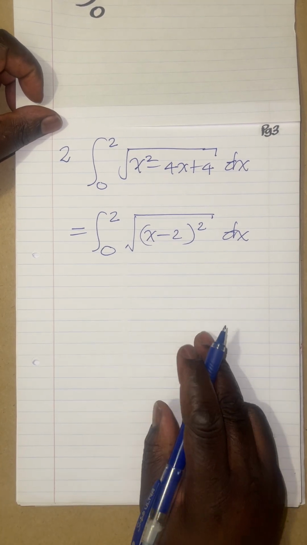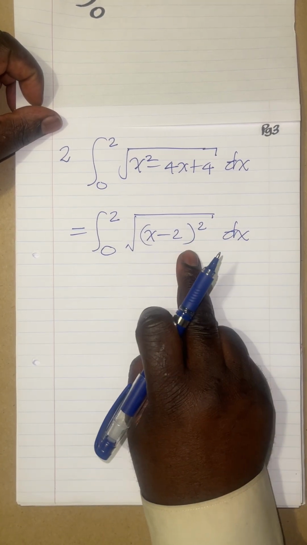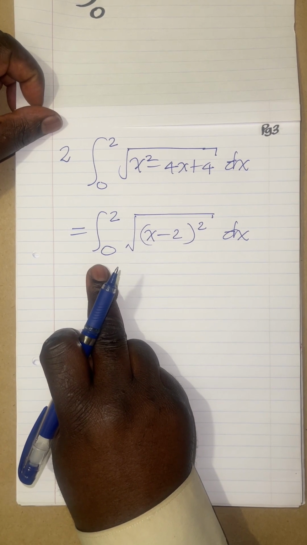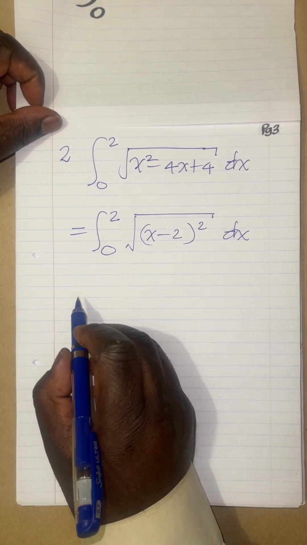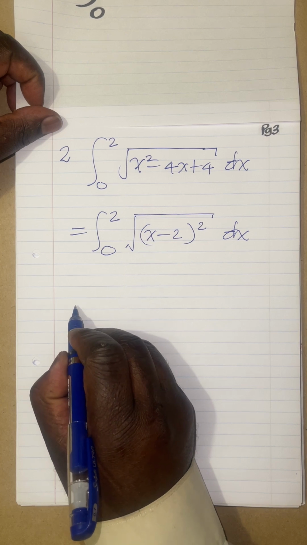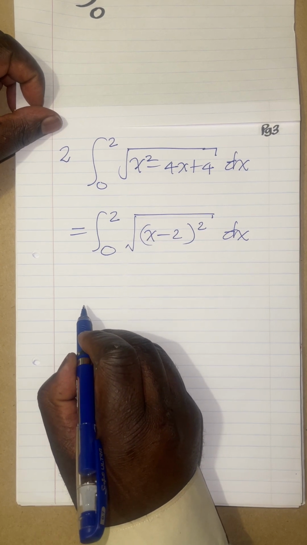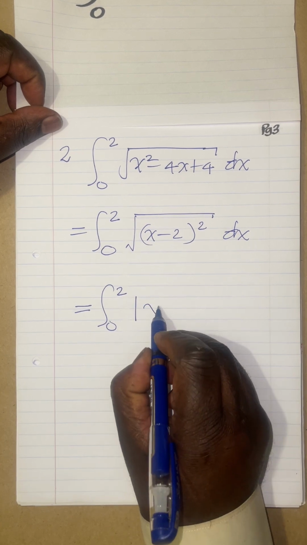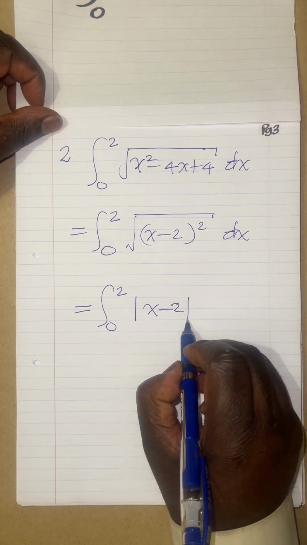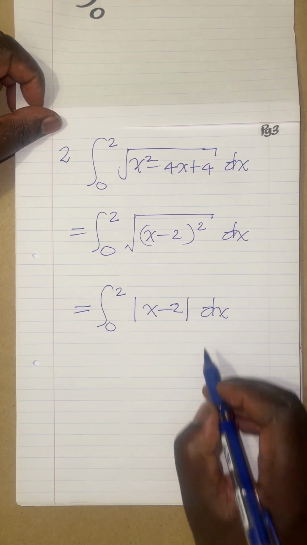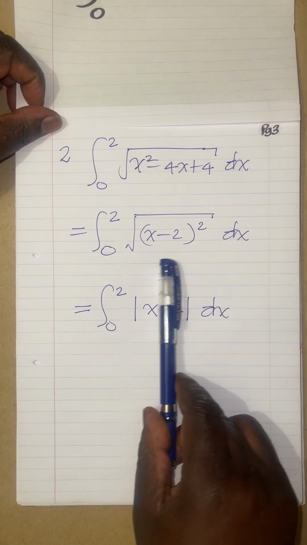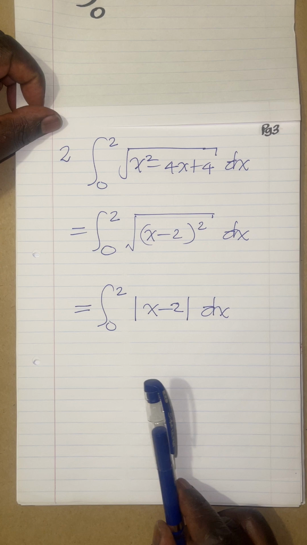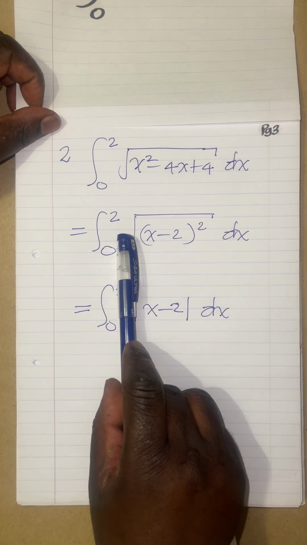Now this is where the trick is. If you take square root of this expression, when you're dealing with definite integrals, we are focusing on the positive square root. So the absolute value comes in now. So this is going to be, watch this, the integral from 0 up to 2 of the absolute value of x minus 2 dx. Because we want to make sure that the square root of this expression here is never negative, because we're talking about the positive square root.